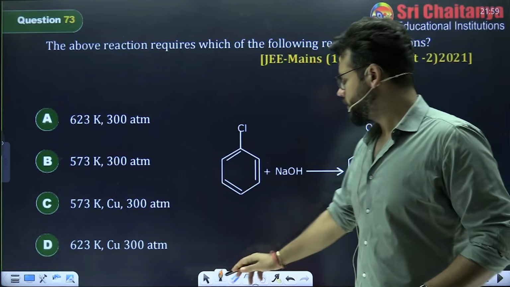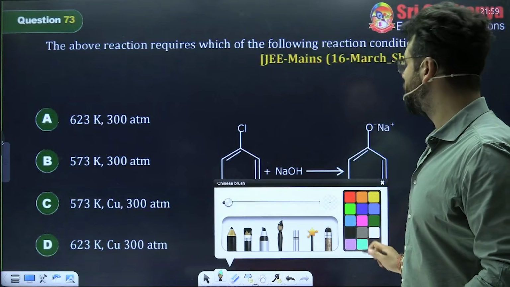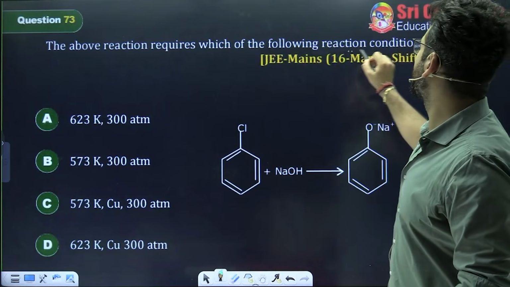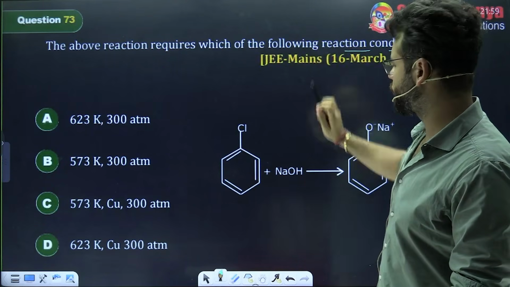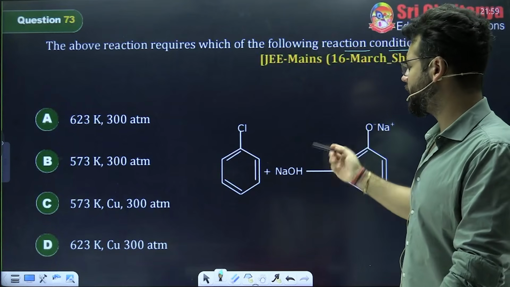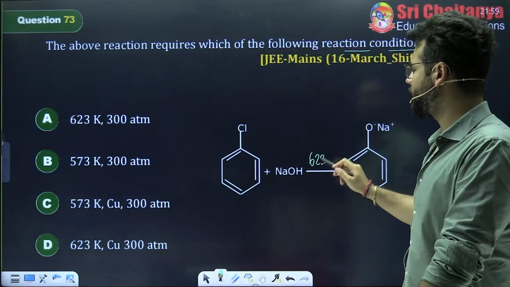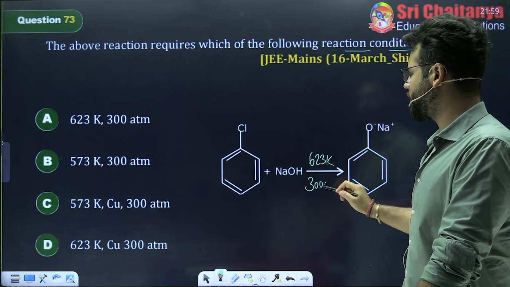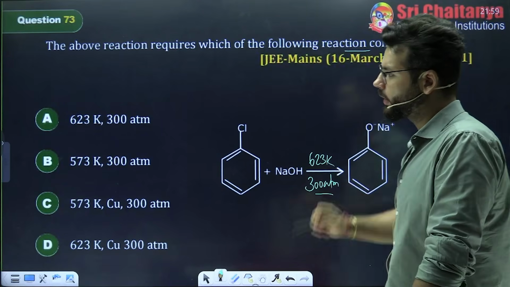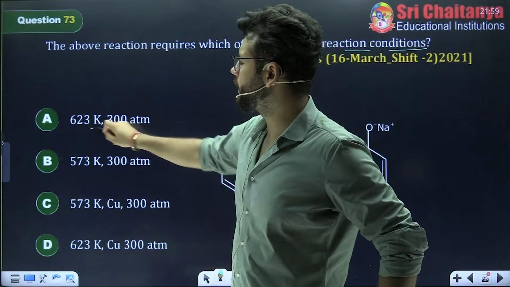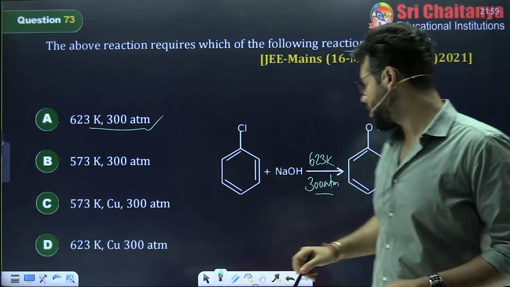Next one is, for the above reaction, which of the following reaction conditions is true? This is your Dow's process. We have to remember it is 623 Kelvin, 300 atm pressure with the NaOH. 623 Kelvin, 300 atm pressure, Dow's process. I hope it is clear to everyone.